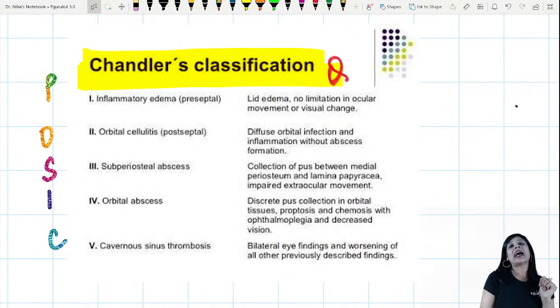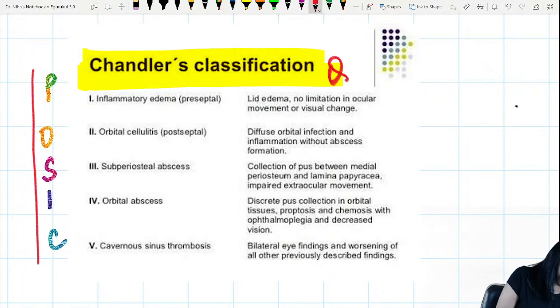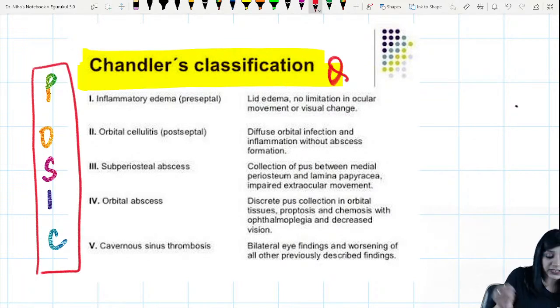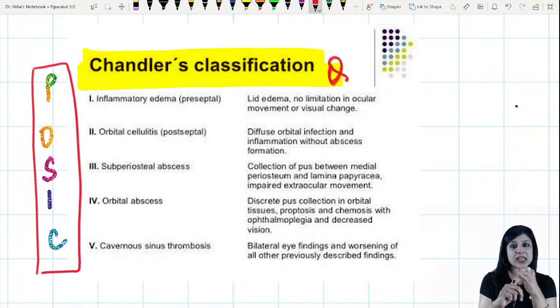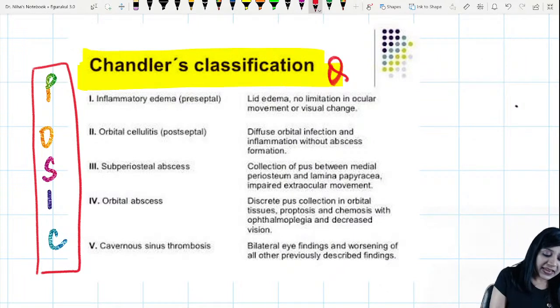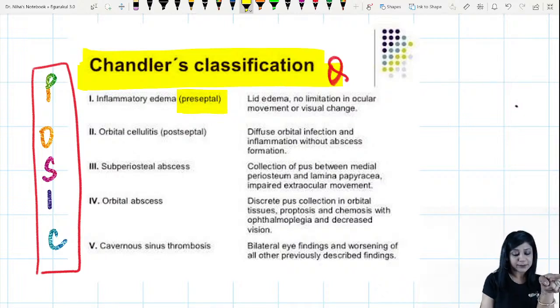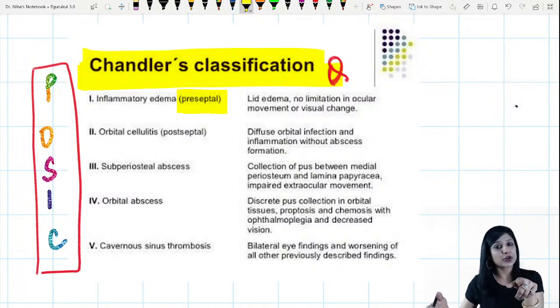Okay, so we have the Chandler's classification. This Chandler's classification is used for the orbital cellulitis. So how to remember it? For this we have a mnemonic for you. See this? This is a mnemonic, POSIC. So what is P? P for preseptal. This is preseptal cellulitis. So obviously it will start from preseptal, then it will go to orbital cellulitis, and lastly it can go to cavernous sinus thrombosis.